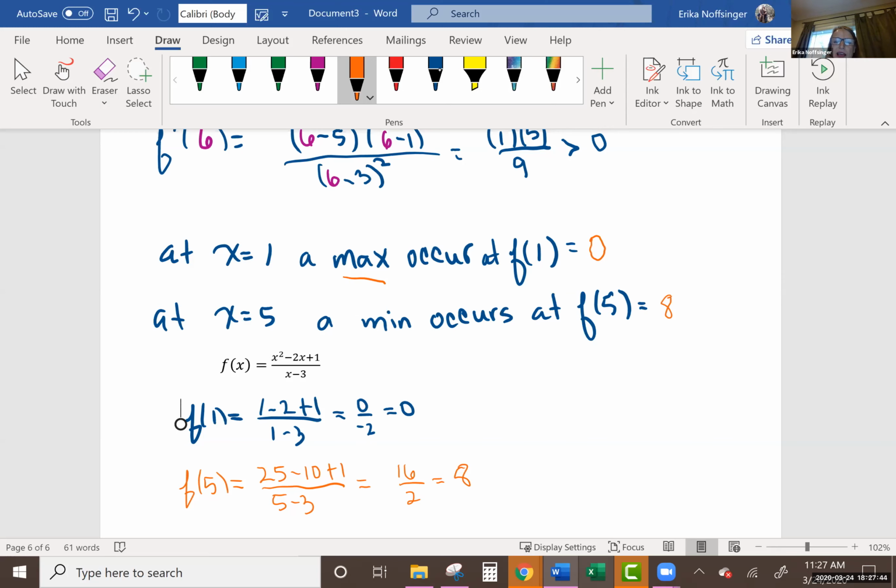Okay, so how can I have a max value when y is 0, and then a min value of y equals 8? Did I make a mistake? Why or why not do you think that? So my max value is sitting lower than my min value for y values.